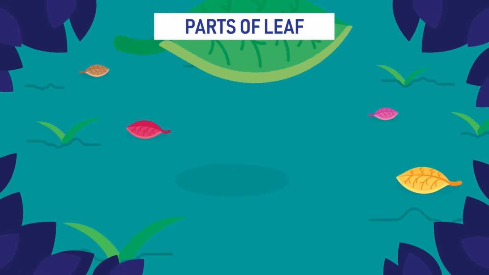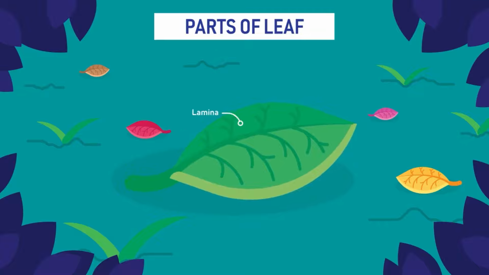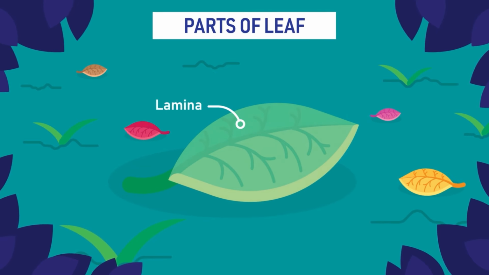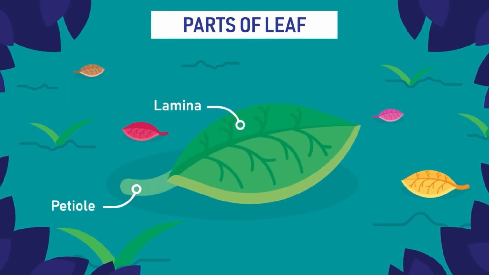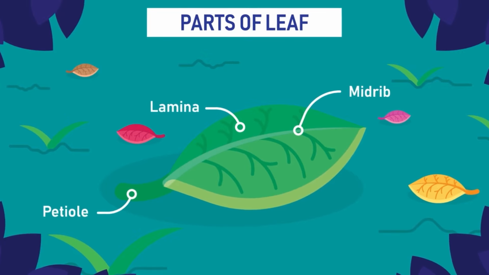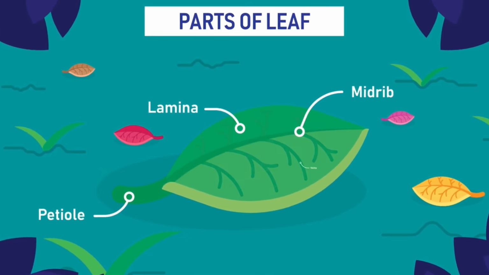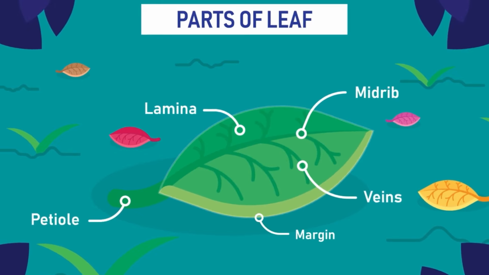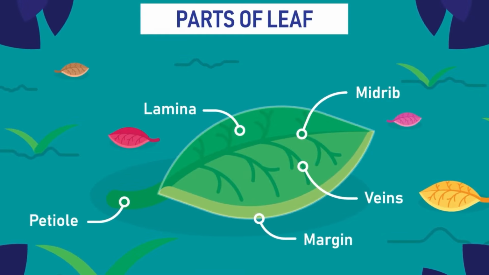Parts of leaf. Lamina, or the leaf blade, i.e. the widest part of the leaf. Petiole, attaching the leaf with the main stem. Midrib, divides to give rise to veins. Veins, as bundles of vascular tissues. Margin, the edge of the leaf.